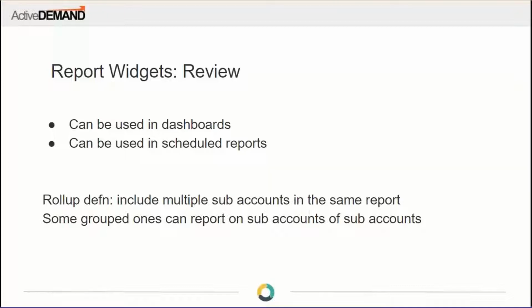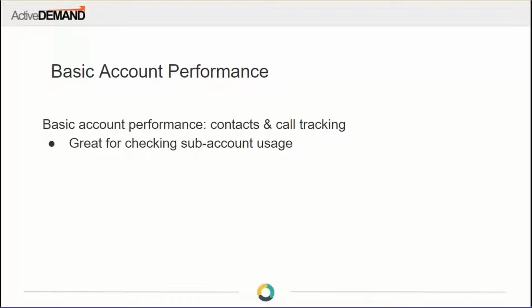In terms of a definition for the roll-up, this is just including multiple sub-accounts in the same report. You can group on sub-accounts of sub-accounts, because Active Demand has this really cool, robust hierarchy that you can build accounts out under. We can do some pretty cool things with these roll-up reports. So let's just talk about some of the reports that you can get. I'm going to talk about the first one, just basic account performance.